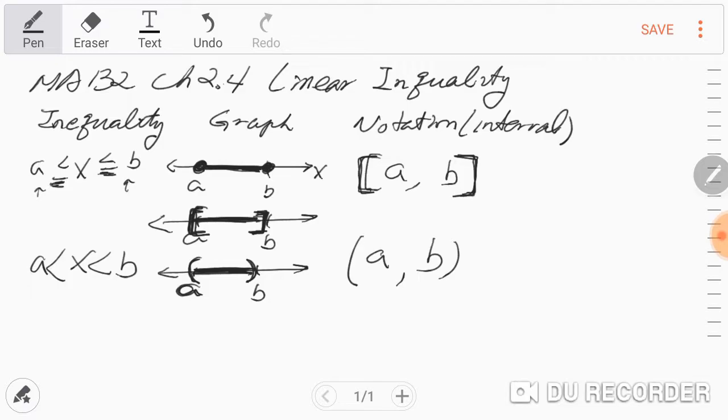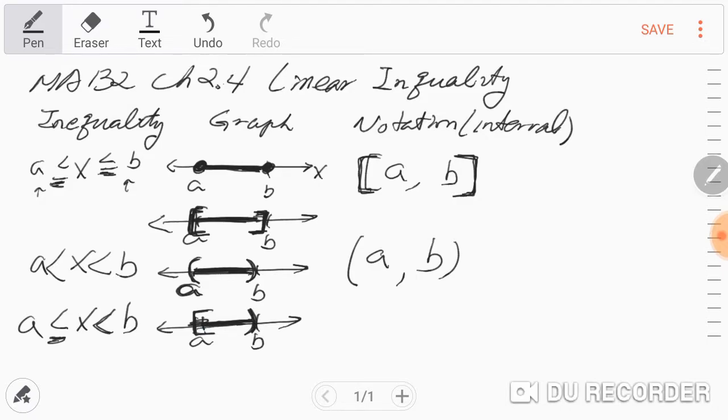How about mixing the equal sign and just inequality? How about this one? x is greater than or equal to a, but less than b. Then the graph notation is like this. a is included, and x is between a and b, so make the line bold between a and b. a is included, so use a bracket on number a. And b, there's no equal sign on b, so use a parenthesis.